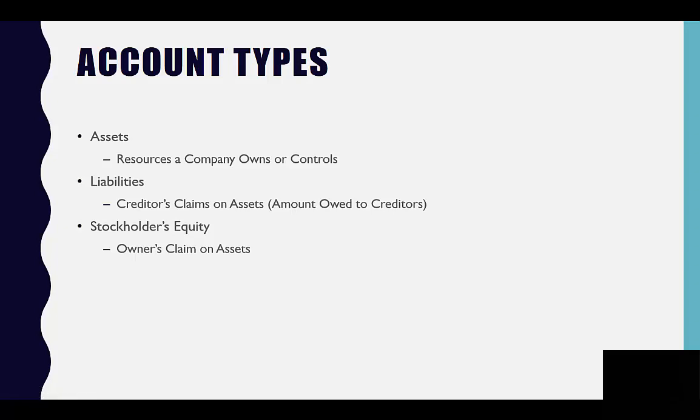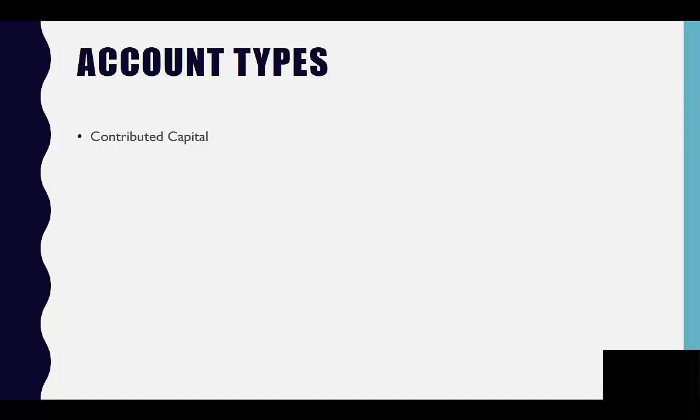As we said on the prior slide, stockholders' equity can be broken down into several parts. The first component of stockholders' equity is contributed capital. These are the owner's contributions to the company. Oftentimes we will call this common stock or preferred stock or another type of stock. We may also call it additional paid-in capital.